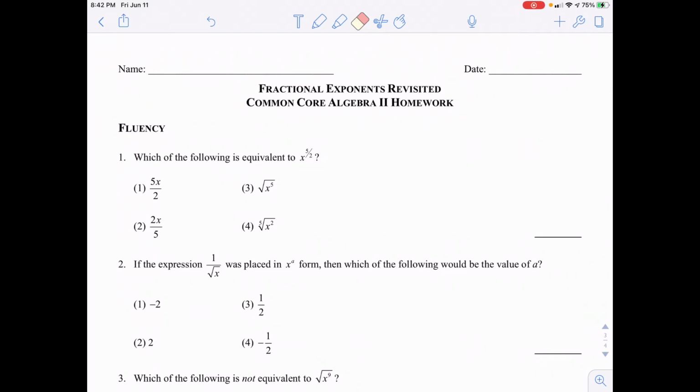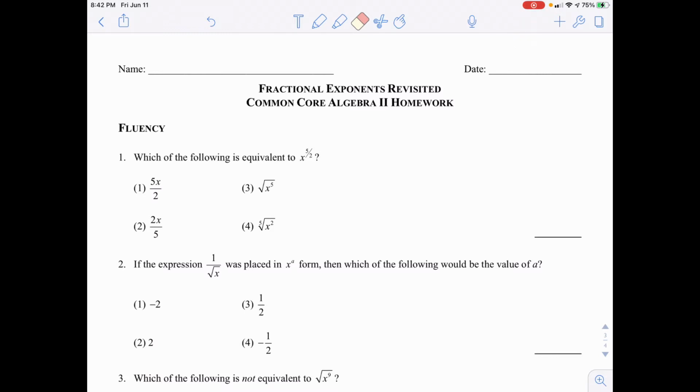Hello and welcome. In this video, we're going to take a look at the solutions to homework on Unit 6, Lesson 4, Fractional Exponents Revisited. Remember to pause or rewind the video as needed.